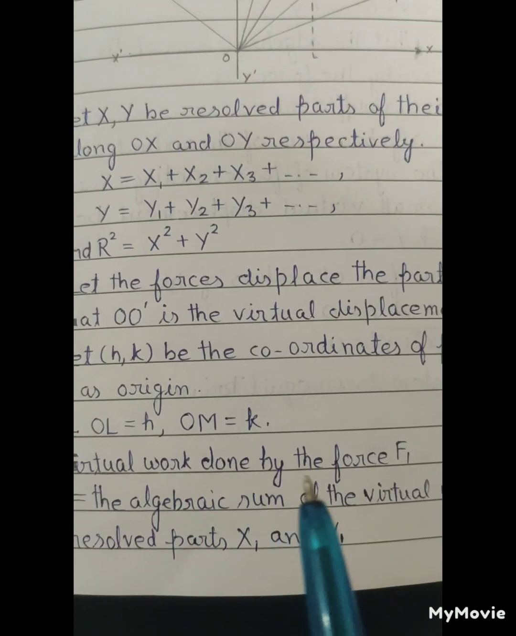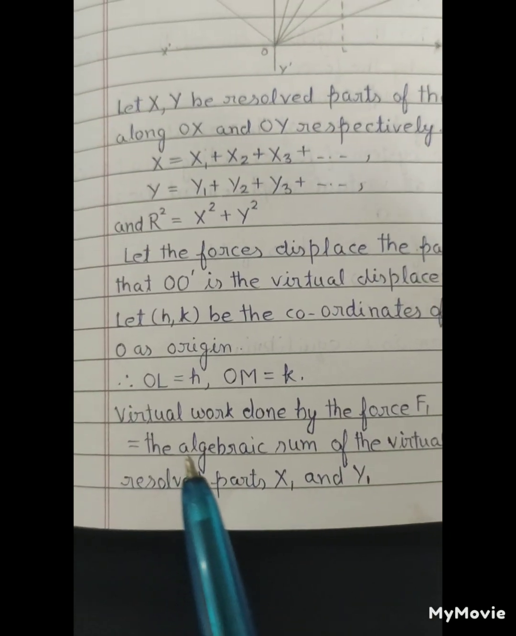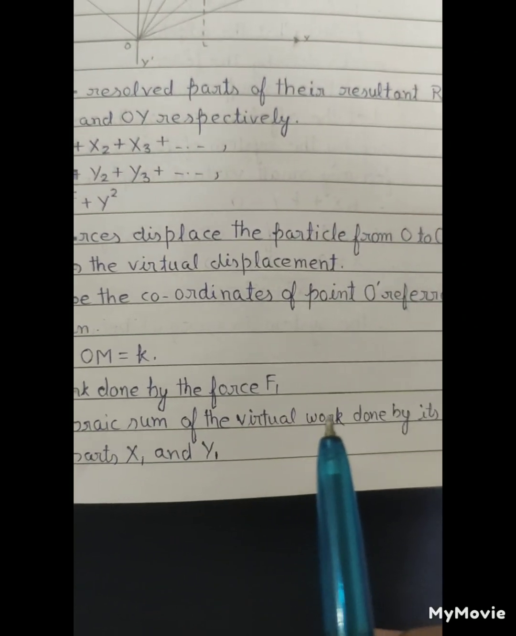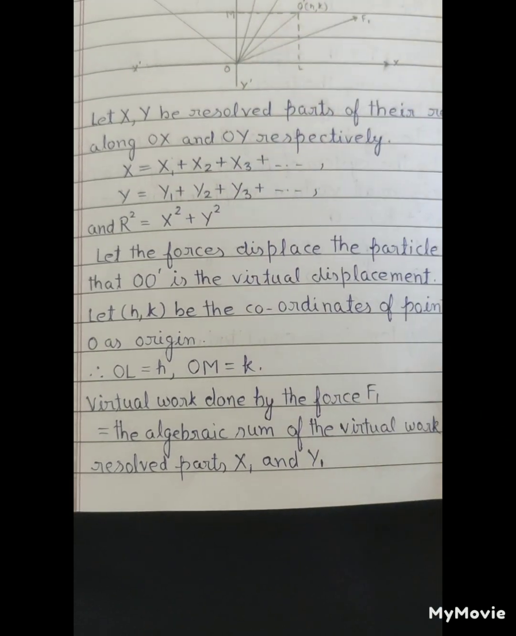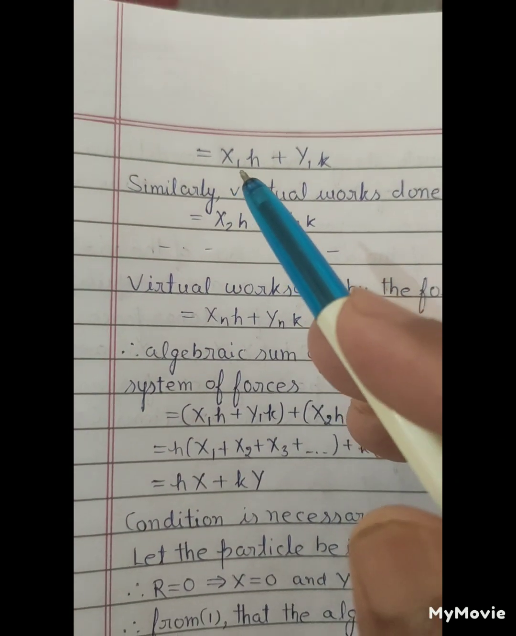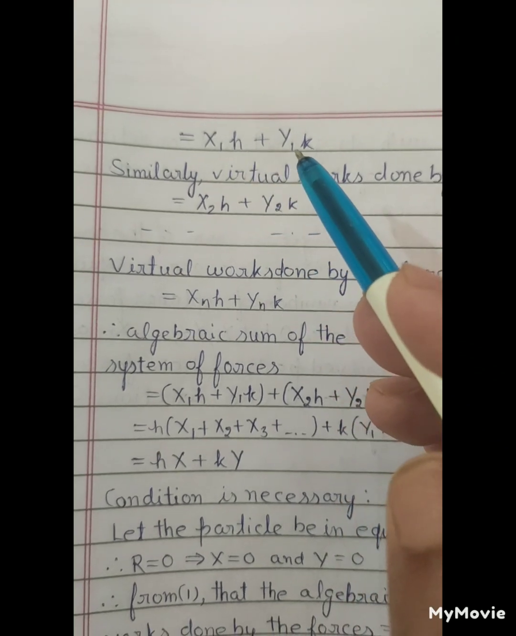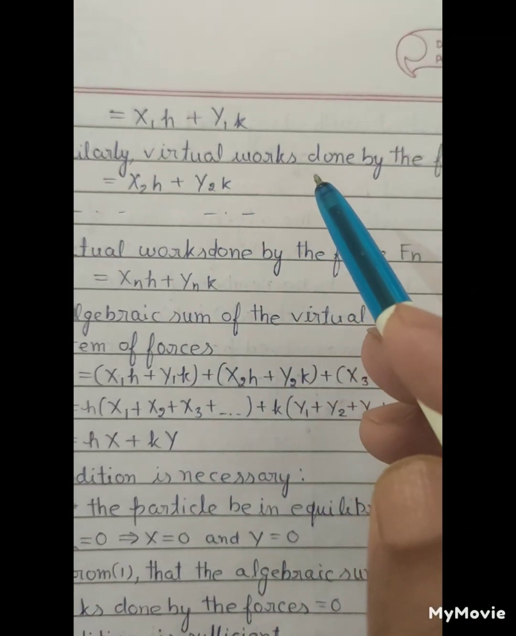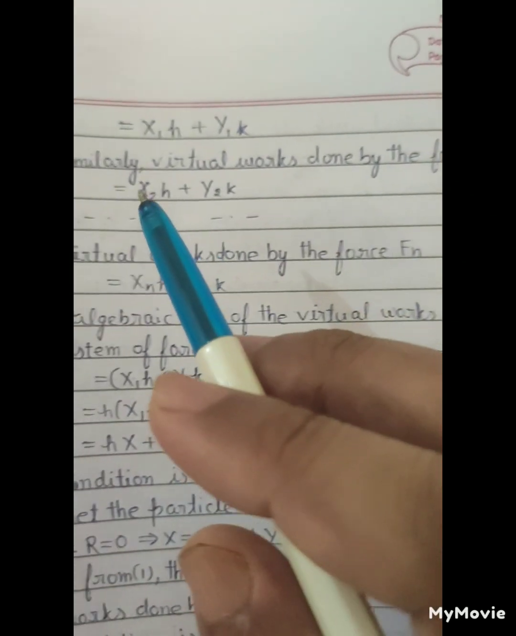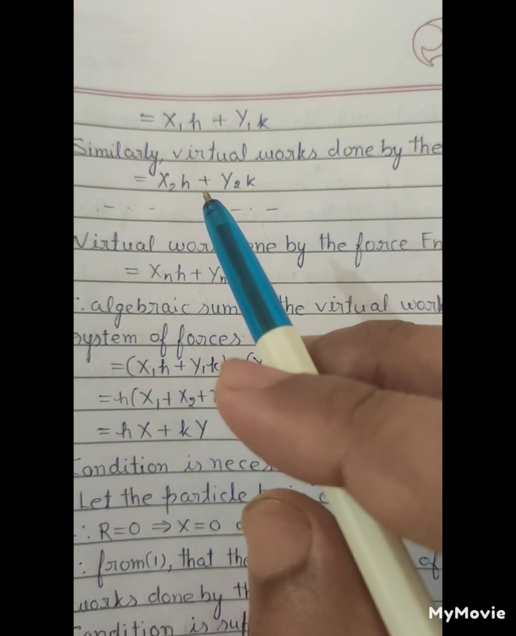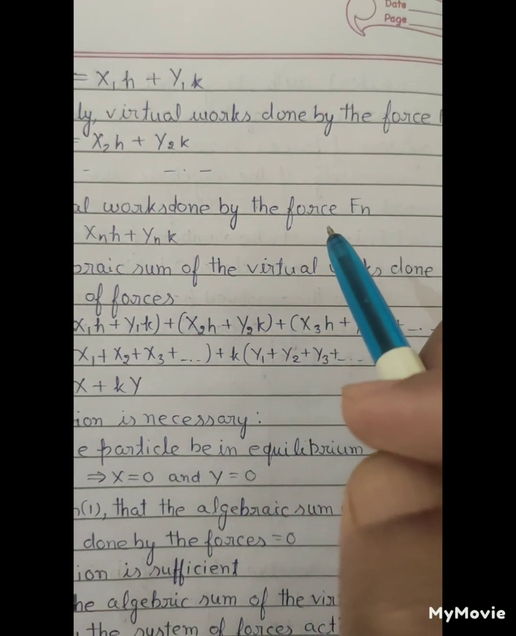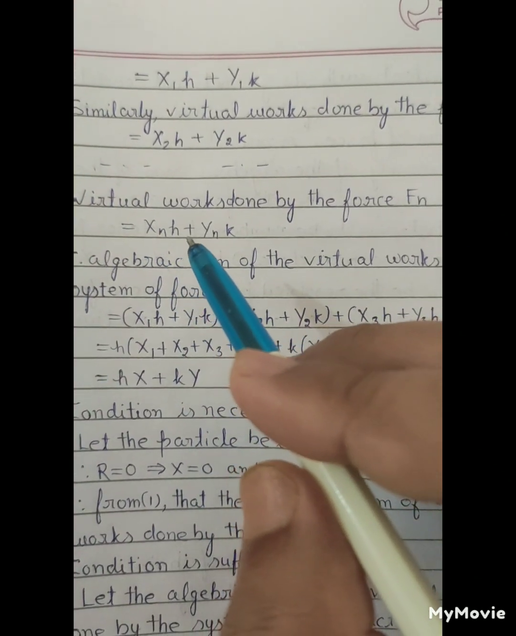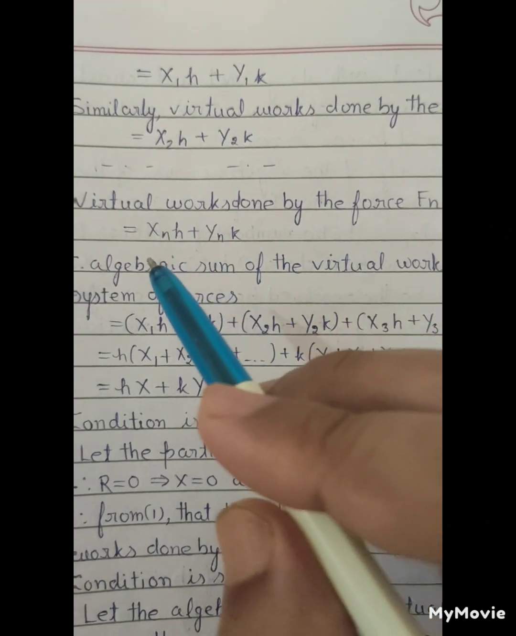So the virtual work done by the force F1 equals the algebraic sum of the virtual work done by its resolved parts x1 and y1, equals x1 h plus y1 k. Similarly, the virtual work done by the force F2 equals x2 h plus y2 k, and so on. The virtual work done by the force Fn equals xn h plus yn k.